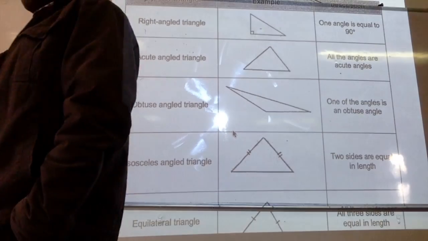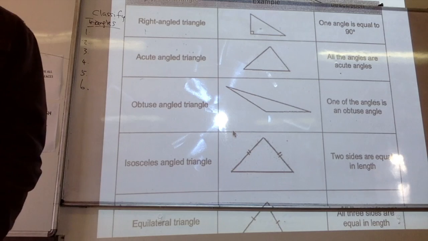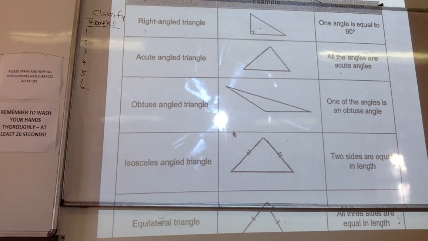Right, now classify triangles using angles. So there is what we call an obtuse angled triangle, right? And what is an obtuse angled triangle? One angle is obtuse. Is it possible in any case that we can get two obtuse angles in one triangle? No. So an obtuse angled triangle should have one of its angles obtuse. Okay, so that is number one.